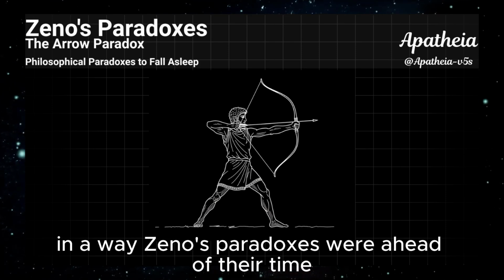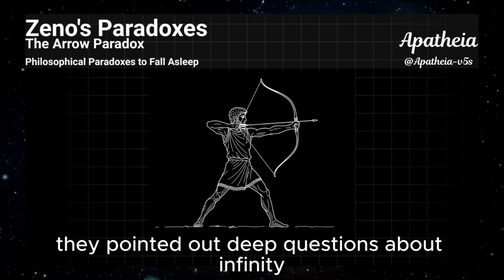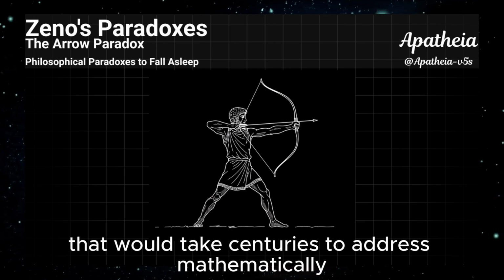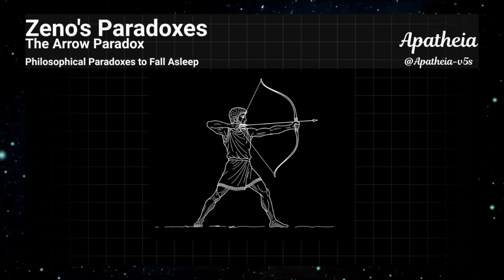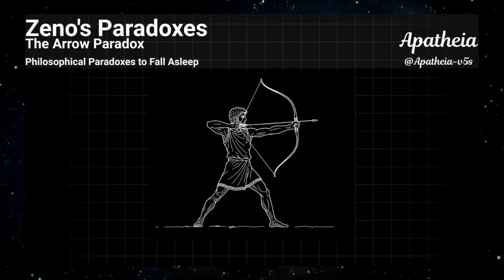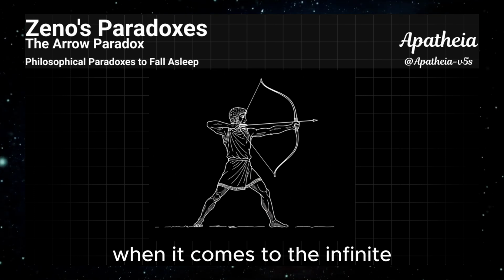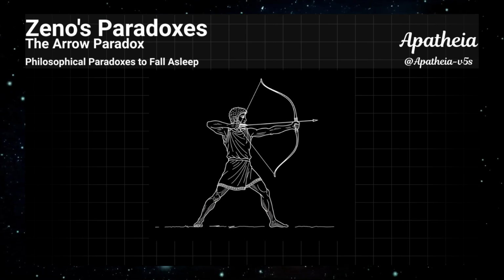In a way, Zeno's paradoxes were ahead of their time. They pointed out deep questions about infinity, time, and motion that would take centuries to address mathematically. And while we now have tools to answer many of Zeno's challenges, the paradoxes still remind us of how tricky our intuition can be when it comes to the infinite or the very small.